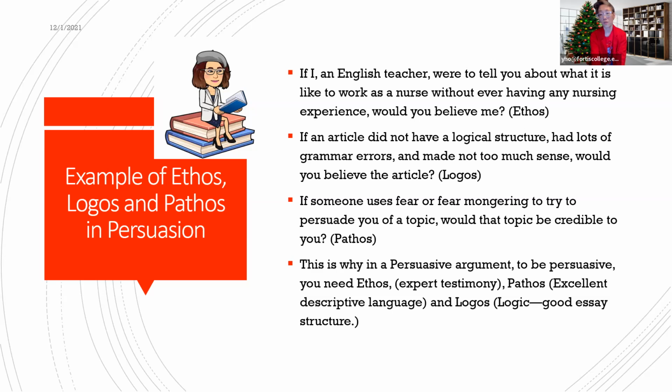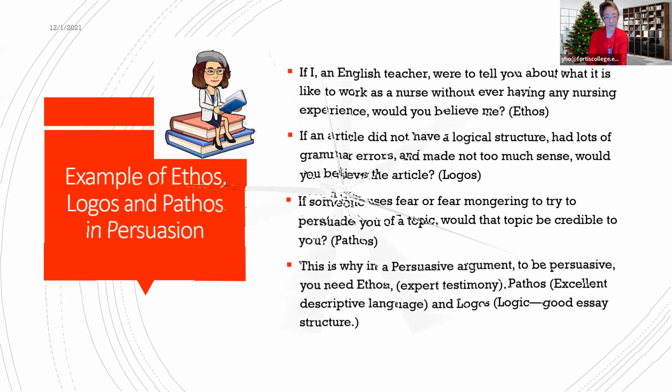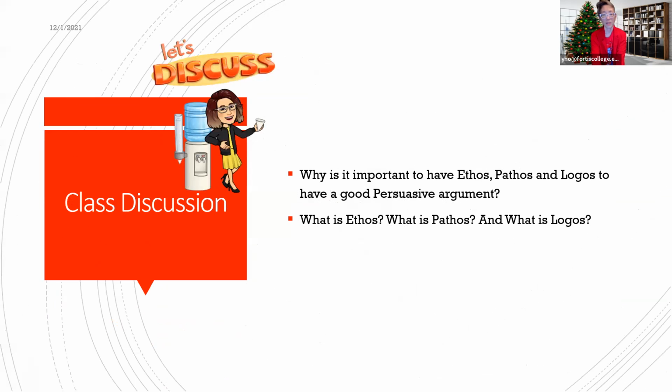If someone uses fear or fear-mongering to try to persuade you of a topic, then that means that's overuse of pathos. That's also wrong. And this is why you need to have a persuasive argument in which ethos has expert testimony, pathos has excellent descriptive language, and logos has good essay structure. And so why is it important to have ethos, pathos, and logos? Then you can avoid all illogical arguments and fallacies.